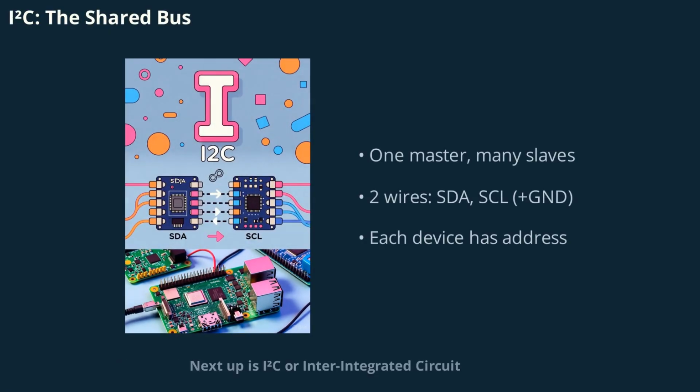Next up is I2C, or Inter-Integrated Circuit. Picture a Raspberry Pi acting as the master with three slave devices all hanging on the same two wires. This is the shared bus approach. One master controls the conversation and each device has its own unique address. Data travels on the SDA line while the SCL line provides the clock signal. When the master calls out an address, only the matching device responds. This makes I2C perfect for connecting lots of sensors and displays with minimal wiring.